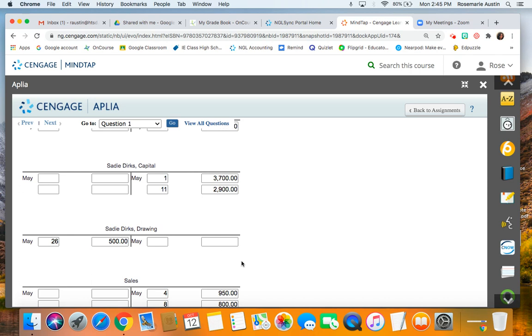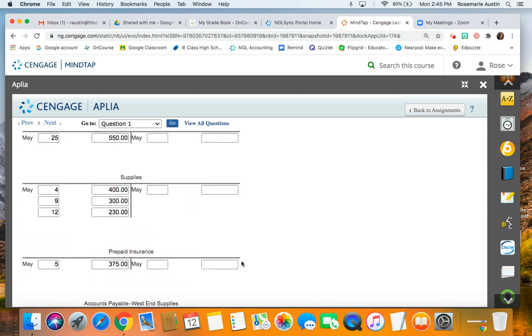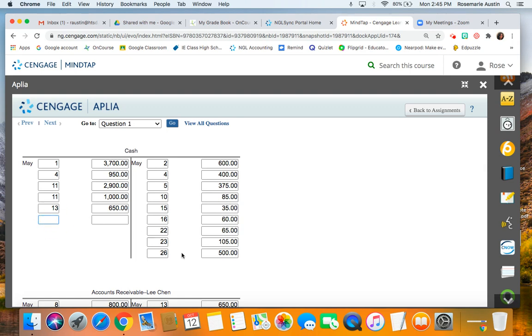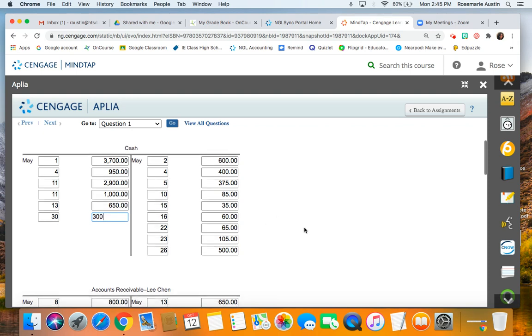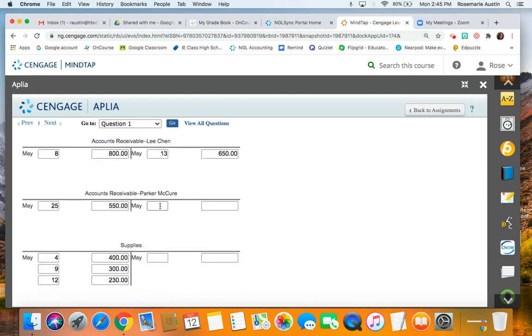Okay, and then one more. Received cash on account from Parker McCure, $300. So received cash, that means cash is going to go up with a debit entry. We should have one last spot, and we do. So that's on May 30th. We received cash in the amount of $300. And let's go down to Parker McCure accounts receivable. That should be a debit balance, and it is. But we are going to credit that account because they're paying off their balance to us. So it's going to decrease their account with a credit entry.